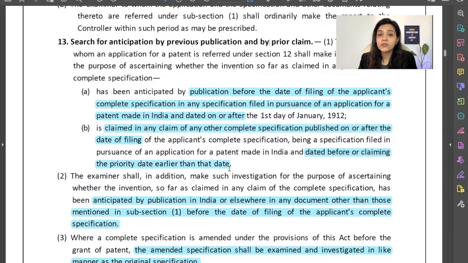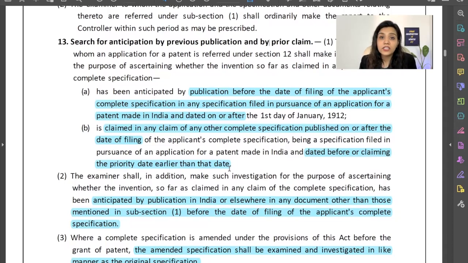So if X publishes the application before me and enters into the examination phase before me, there are chances that the examiner does not look at my invention and grants a patent to X. So in that case, what will the examiner do? The examiner will match my claim and the claims of the specification of X. So instead of matching the complete specification, the examiner will match the claims of both specifications, so that he can come to an analysis whether my invention was anticipated or not anticipated.